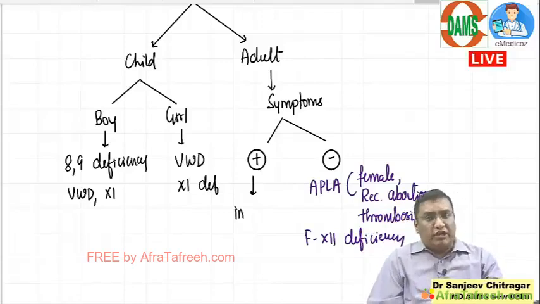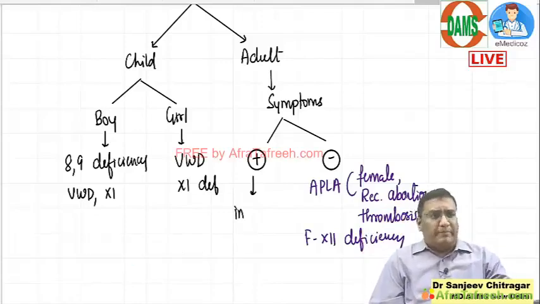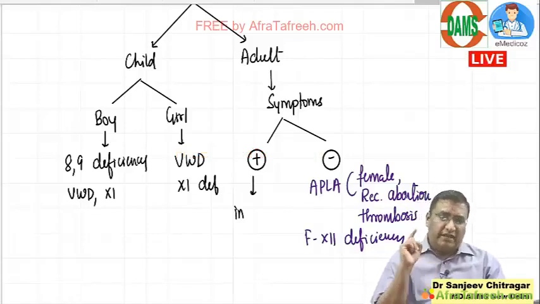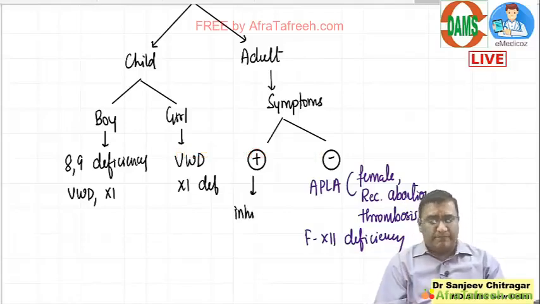So how will they give you clinically? Classical example. They will give you a patient who has presented to you. You want to do a surgery and you have done an APTT which is elevated. Past surgery, no bleeding manifestation. What do you suspect? Either APLA or factor 12 deficiency. Next.